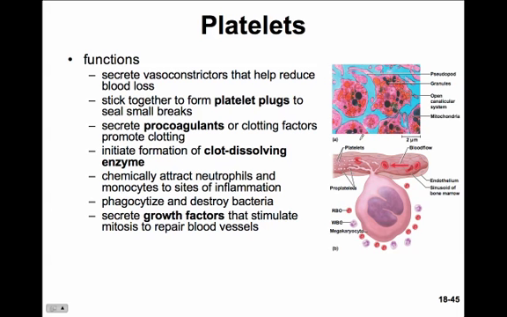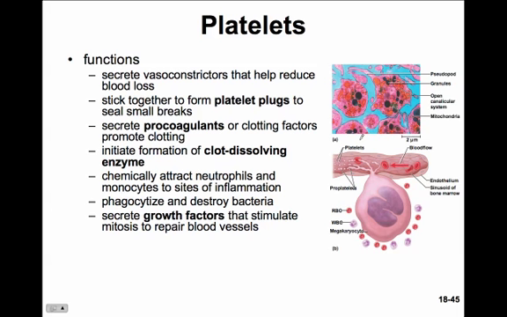Platelets have a variety of different functions. First, they can secrete vasoconstrictors that will help reduce blood loss at the site of the injury. They'll stick together to form platelet plugs that seal small breaks in the skin. They'll also secrete procoagulants, or clotting factors, that promote clotting. They initiate the formation of clot-dissolving enzymes.